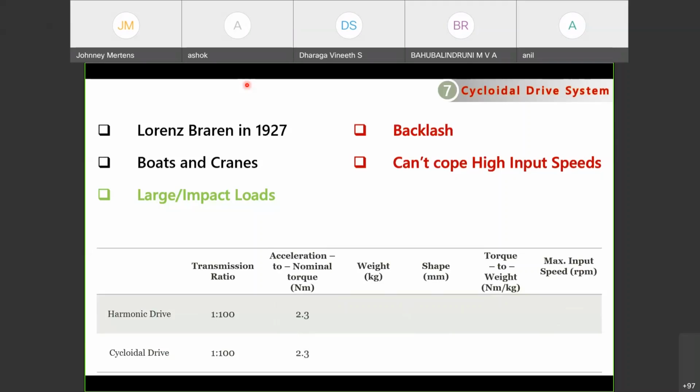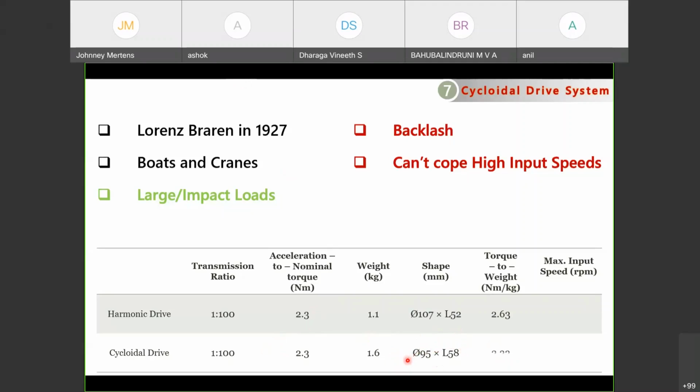So 2.3, it has the same value, and weight is a small increment. The weight is higher in the cycloidal drive, and the shape is also almost the same, a little bit less even, due to the inside cycloidal material. Due to that, it has a little bit higher weight. But when compared to the harmonic drive, the shape of the cycloidal drive system is less.